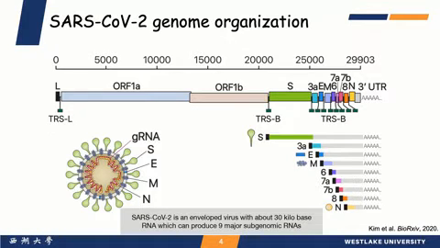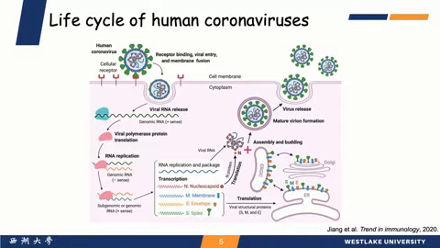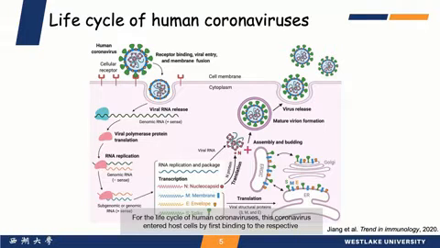SARS-CoV-2 is an enveloped virus with about 30 kilobase RNA, which can produce 9 major subgenomic RNAs. Among these viral proteins, the S protein on the viral surface mediates receptor recognition and membrane fusion. For the life cycle of human coronaviruses, these coronaviruses enter host cells by first binding to the respective cellular receptor through the S protein. Then the conformational change of S protein leads to virus and cell membrane fusion and viral entry. After entering the host cells, the viral genomic RNA is released and translated into viral proteins. These proteins are further assembled in the ER and Golgi intermediate compartment to form a mature virion, then released from the host cells.